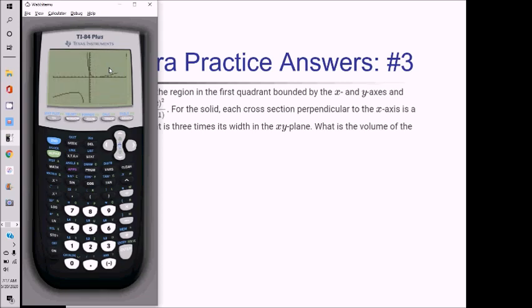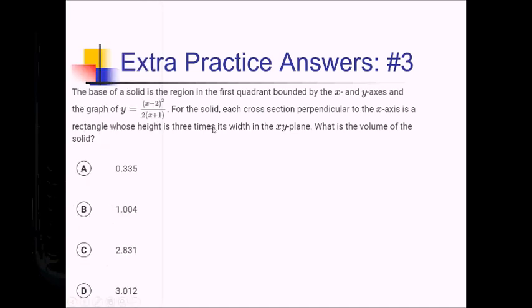All right, so let me go zoom in a little bit more there. Maybe zoom 4. Get a closer look at what's happening near the origin. So this is our bounded region between the y-axis, the x-axis, and that function they just gave us. So now we have a solid that's essentially growing out of that. For this solid, each cross-section perpendicular to the x-axis is a rectangle whose height is 3 times its width in the xy plane, and we want the volume of that solid.